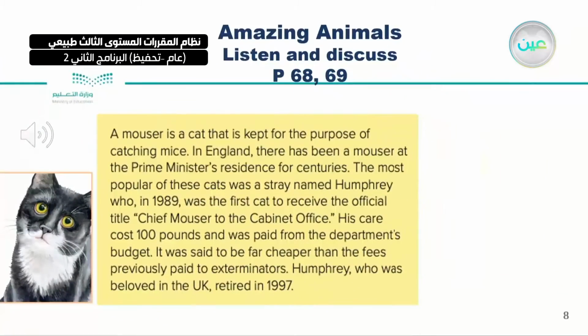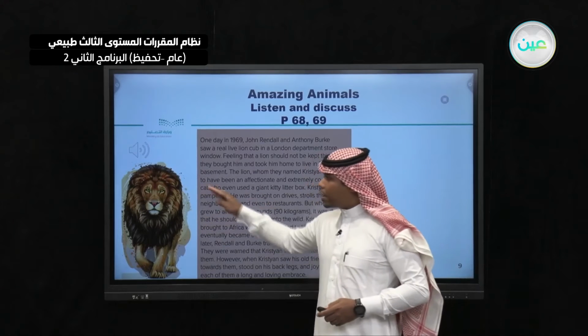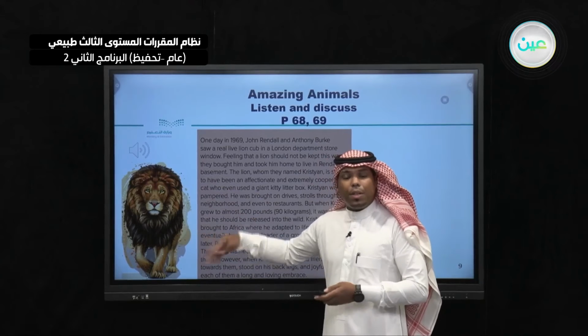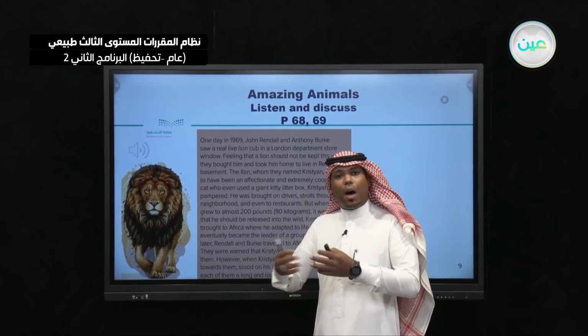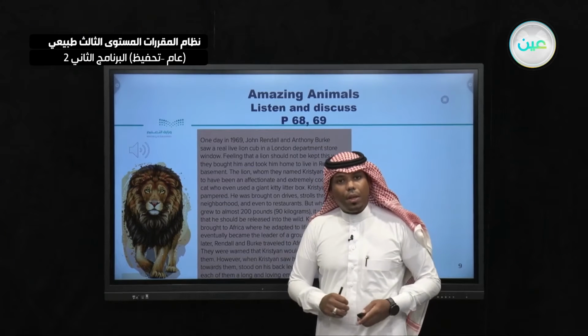Now, what about this? Nice, we have a mouse. The last one, what is this? This is a lion. Very good. Now we are going to listen to an audio that tells stories about these animals, to see how they are different from humans and how they communicate with humans.